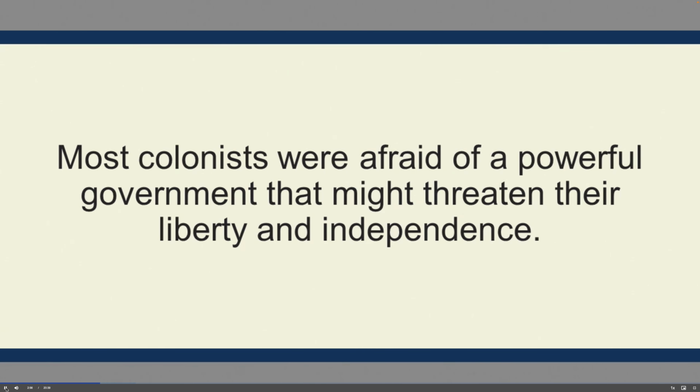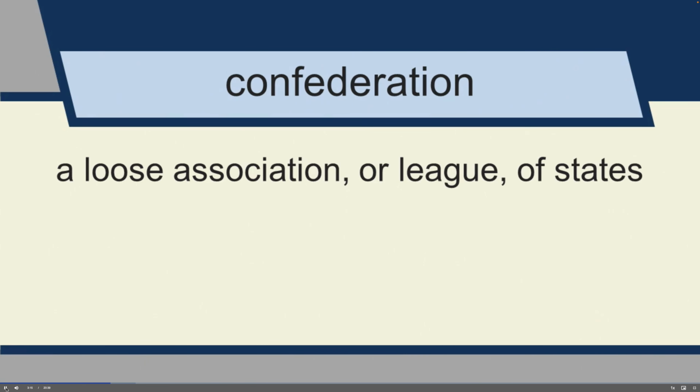But even in uniting, each colony stressed their independence. Most colonists were afraid of a powerful government that may threaten their liberty and independence. But the Second Continental Congress realized that there had to be a permanent body so that they could appoint a committee to submit a new plan for an improved system of government. The committee came up with a confederation, a loose association or league of states.